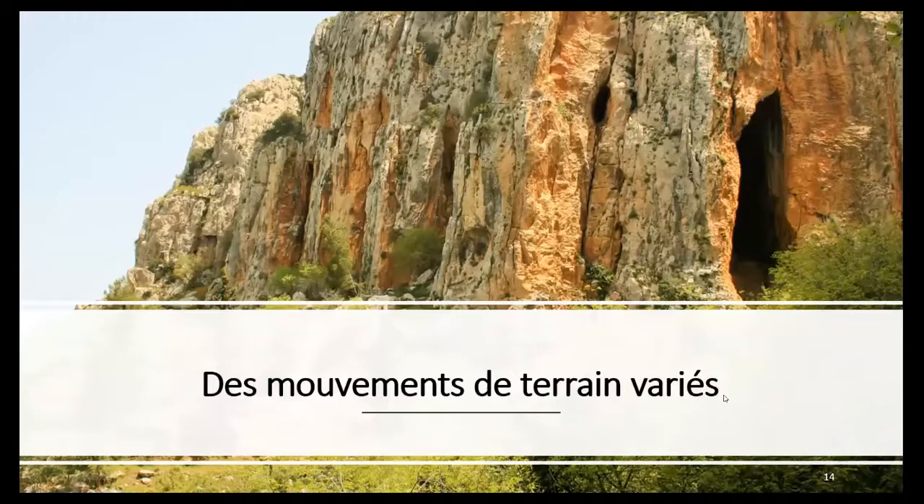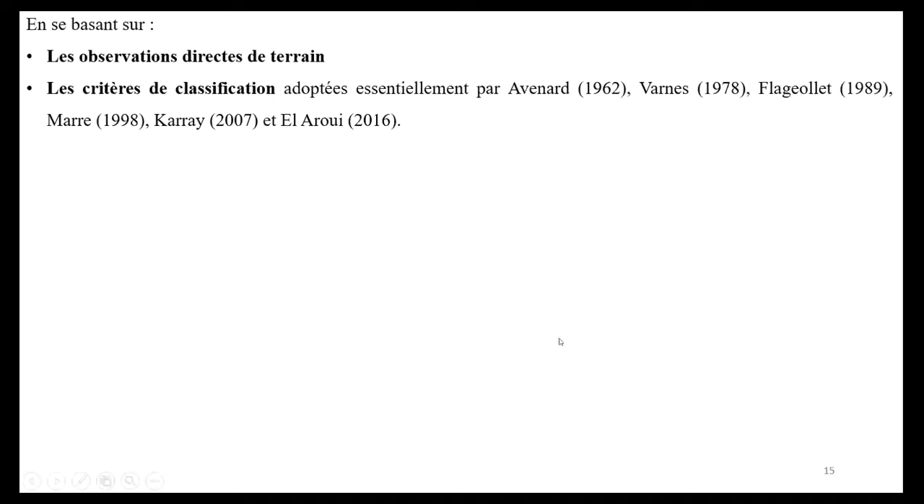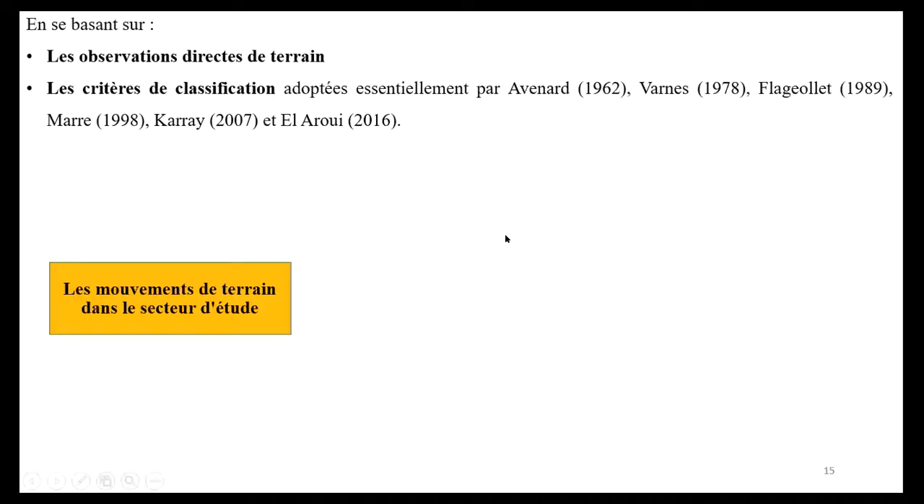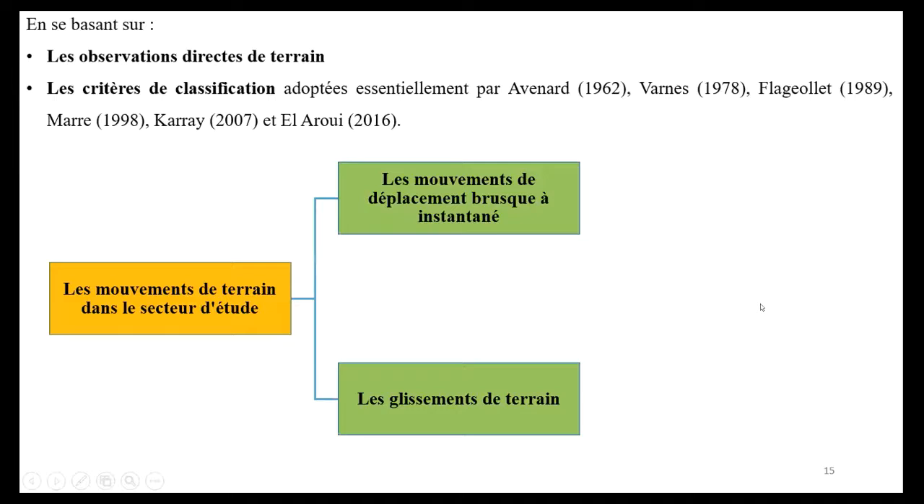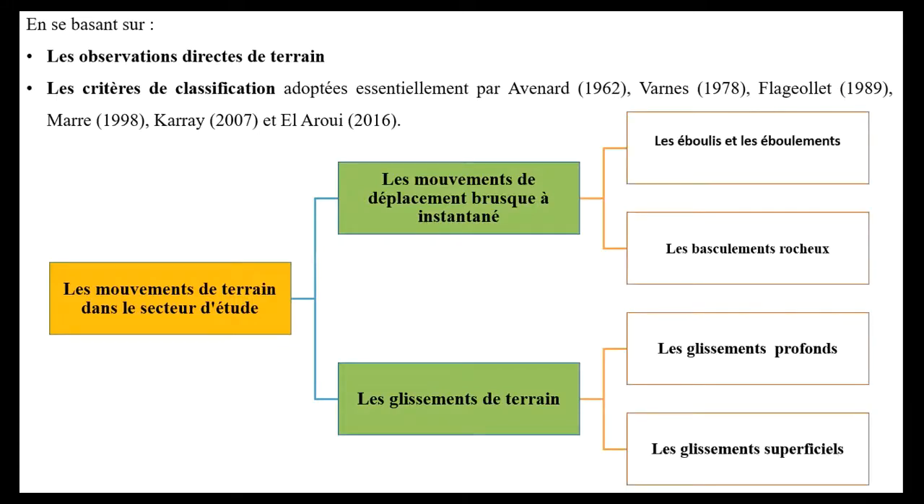Les mouvements de terrain sont variés. En se basant sur les observations directes de terrain et les critères de classification adoptés par les géomorphologues comme Avenard, Flageollet, Carraille et El Haroui en 2016, on a distingué deux familles de mouvements de terrain : les mouvements de déplacement brusque instantané et les glissements de terrain. Les mouvements de déplacement brusque instantané sont essentiellement au contrebas de la paroi rocheuse, c'est-à-dire en amont. Par contre, les glissements de terrain sont repérés en bas, à l'aval du versant. Les mouvements de déplacement brusque instantané sont de type éboulis, éboulements et basculements rocheux. Pour les glissements de terrain, on a repéré deux types : les glissements profonds et les glissements localisés.